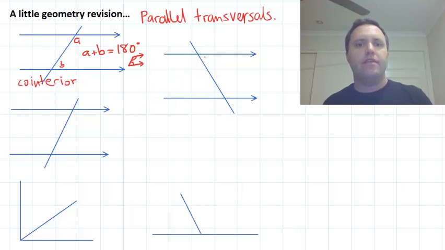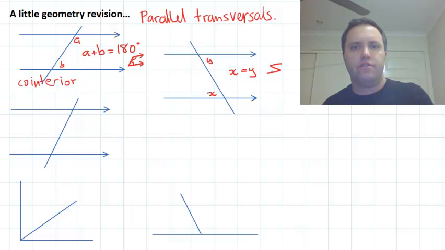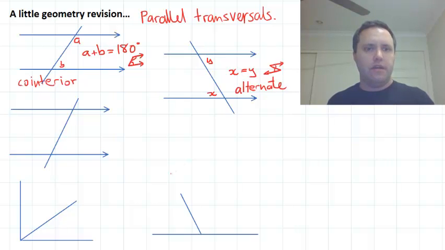Let's have a look at this one here. Let's call this angle X, this angle Y. Here we would say that X is equal to Y because of, you might have known it as the Z rule, but this is actually the alternate angle rule.